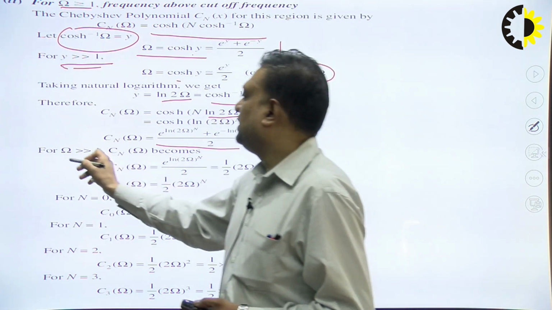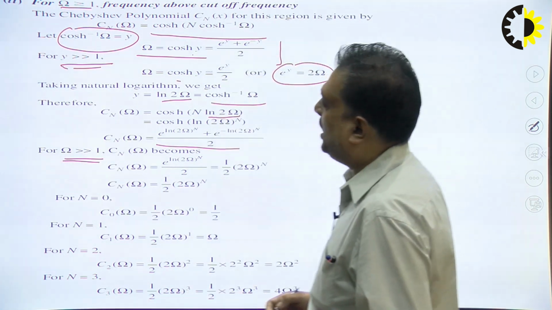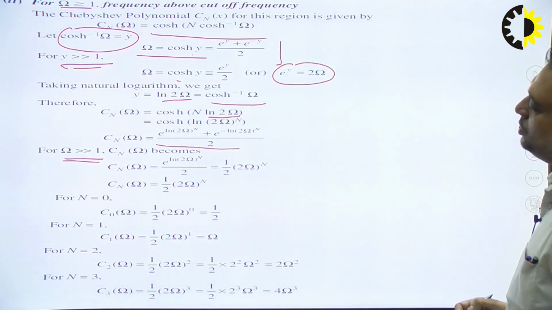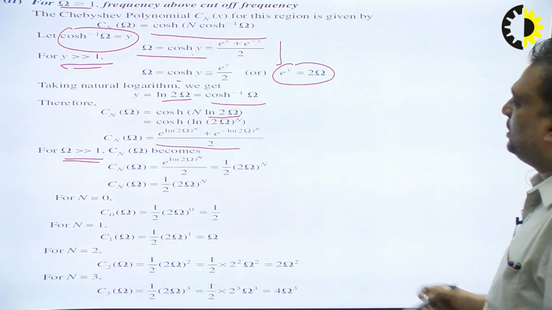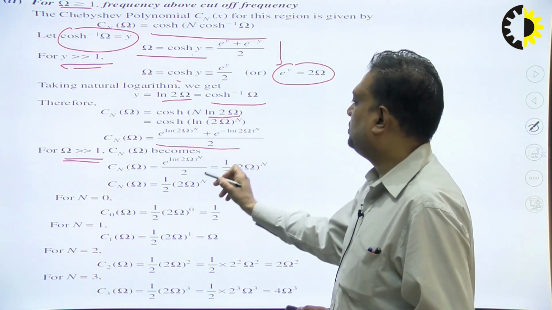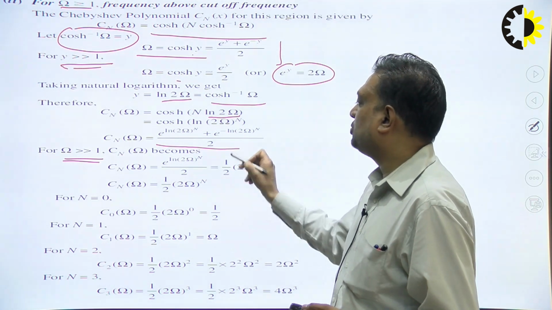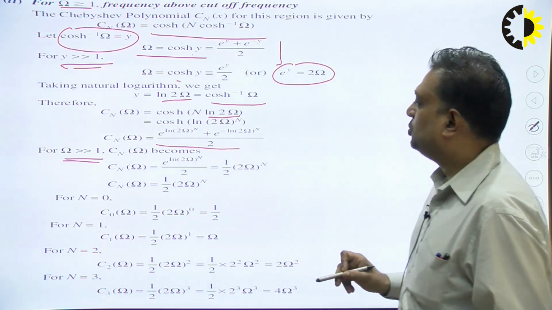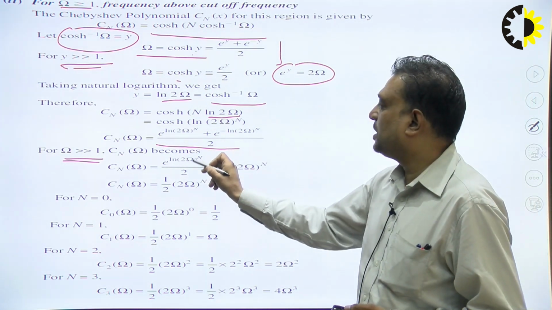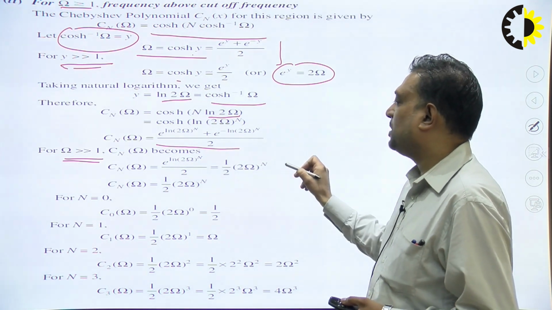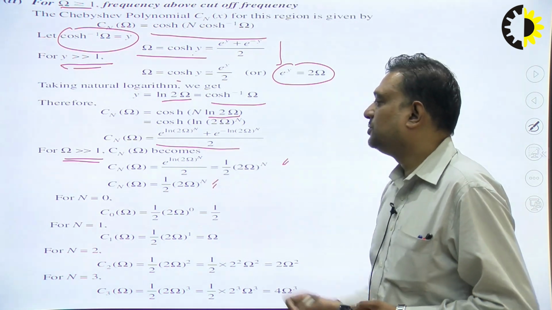Again for omega far greater than 1, we will neglect the second term. So the term will be e to the power log 2 omega to the power n upon 2. So you can also write it as 1 by 2 times 2 omega to the power n. So this is the value of Cn omega.